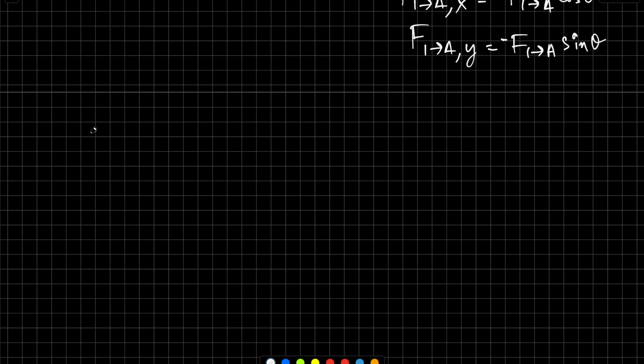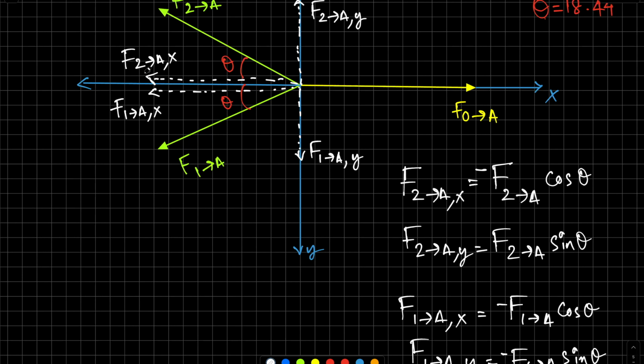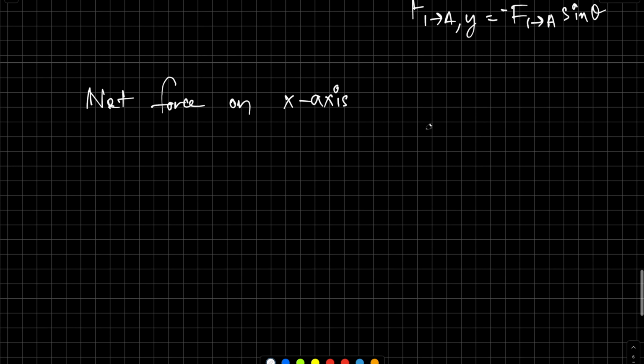Let's find the net force on x-axis. How many forces are there on x-axis? 3. F2 to AX, F1 to AX, and F0 to A. So I'm going to write the general equation for this. Net force equals, there are 3 forces, so F1 plus F2 plus F3.